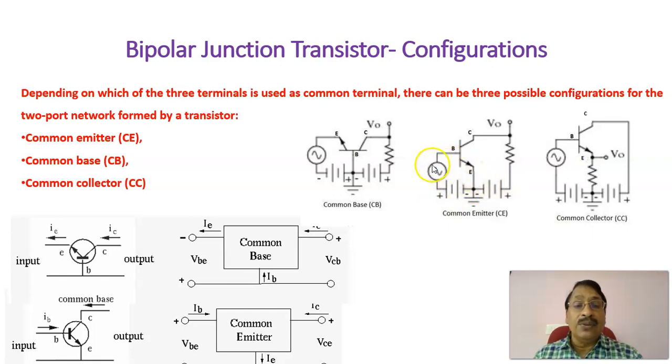Therefore here, if you see the input signal, that is between base and emitter, and output is between collector and emitter. That is why it's called a common emitter configuration.